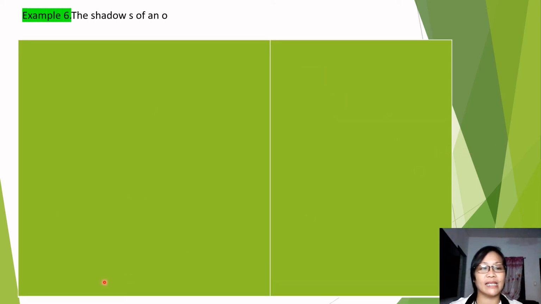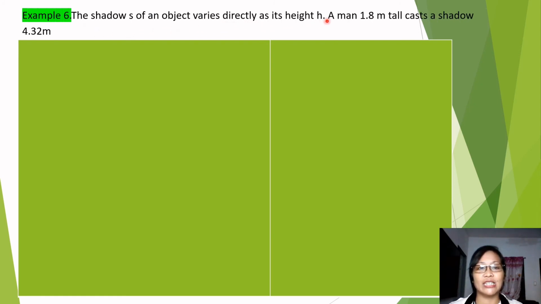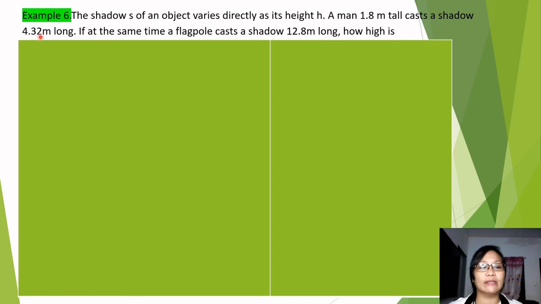Next, example number 6. The shadow S of an object varies directly as its height, h. A man 1.8 meter tall casts a shadow 4.32 meter long. If at the same time a flagpole casts a shadow 12.8 meter long, how high is the flagpole?